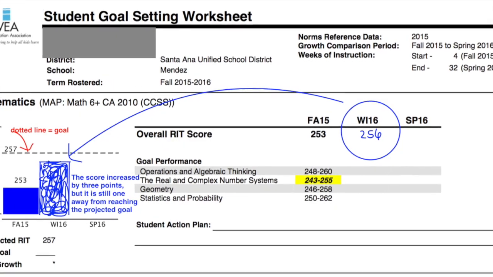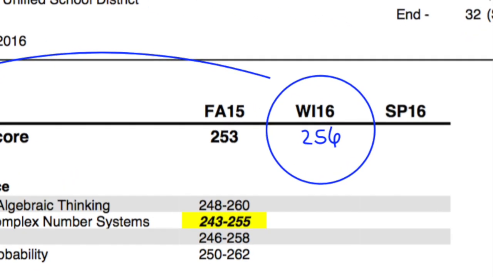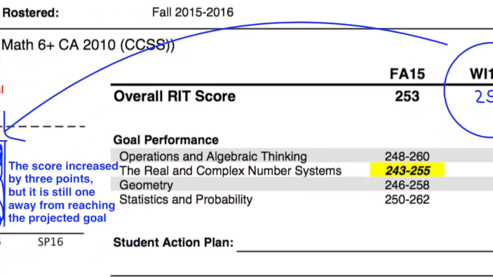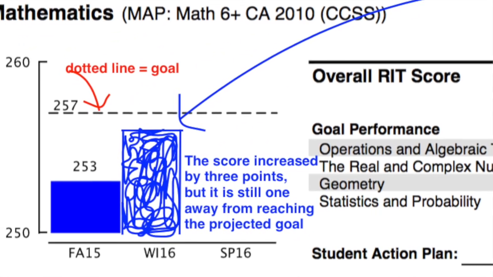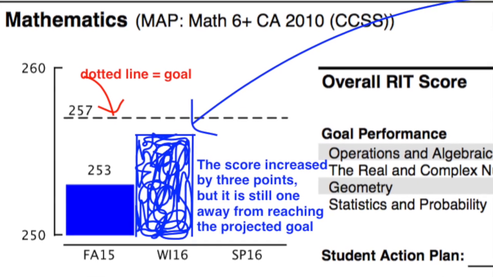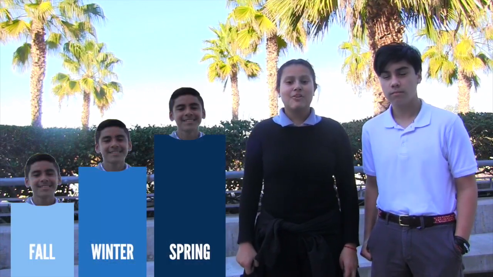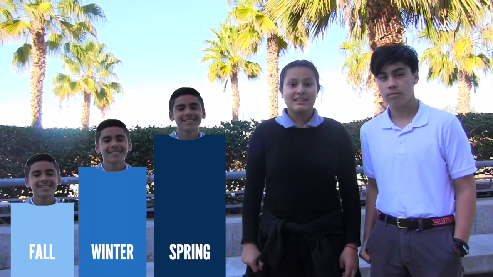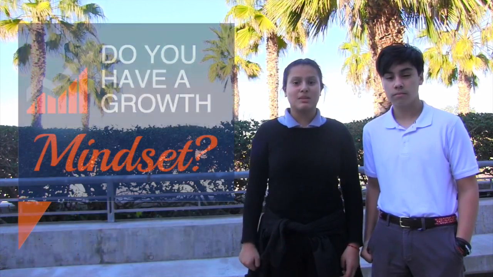Here's another example. This student scored a 253 on the fall math test. If the student's winter score is 256, that means the student grew 3 points, but it's still 1 point away from the goal line of 257, as you can see on the bar graph. Remember, we all grow at different paces. Instead of focusing on the score, you should focus more on the growth between your last test and your most recent test. The MAP test shows a change over time, which is more meaningful.